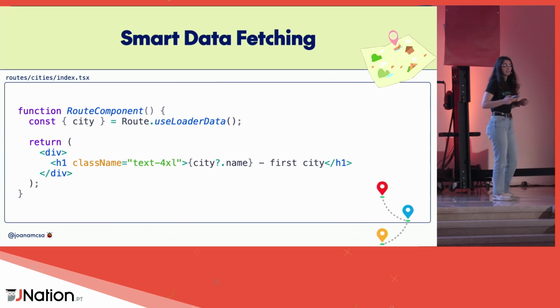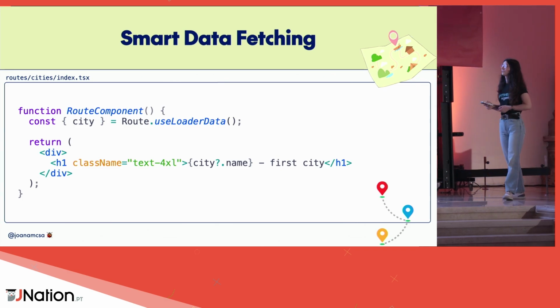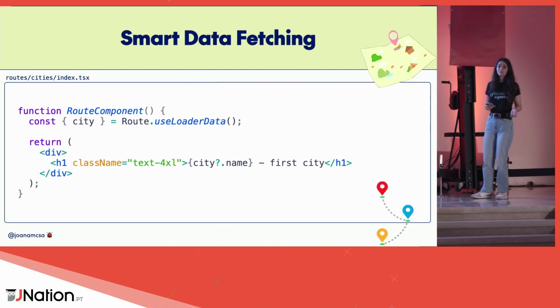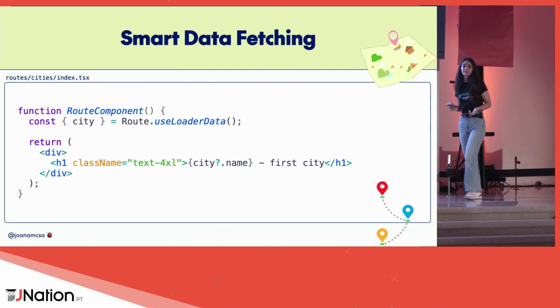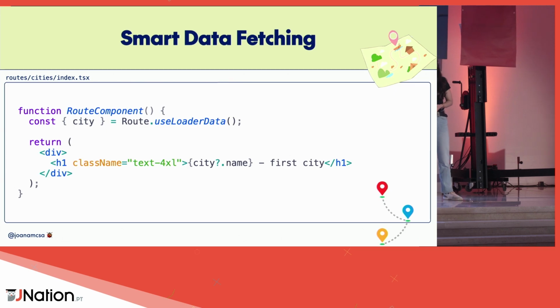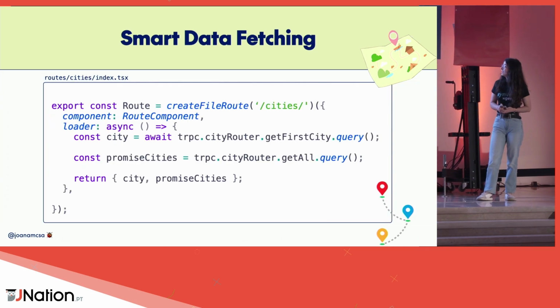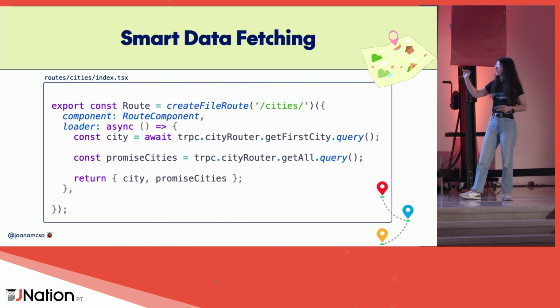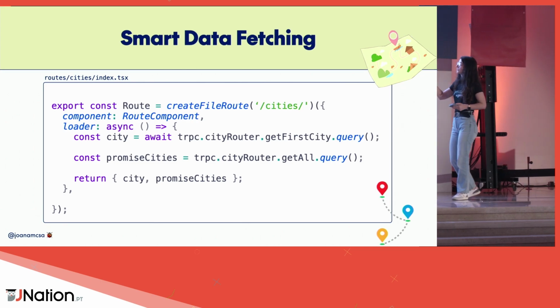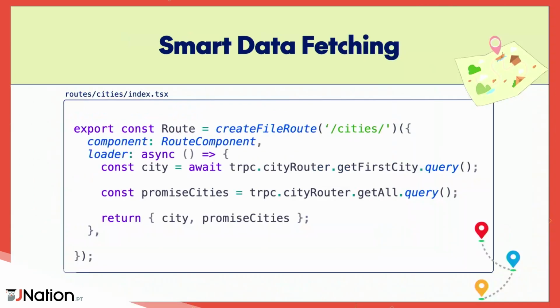OK. If this wasn't cool enough, you can also defer data. So let's say you have a request that takes a long time, or more time, to resolve. What are you going to do? Instead of waiting for it in the loader, you're going to pass the promise to the component. And here, the request that takes a little bit more time is the get all, because it's getting all the cities instead of only one. And then we return the city and the promised cities.